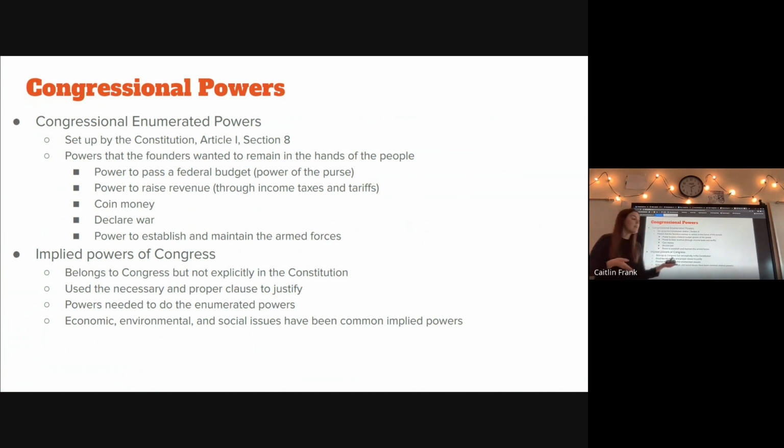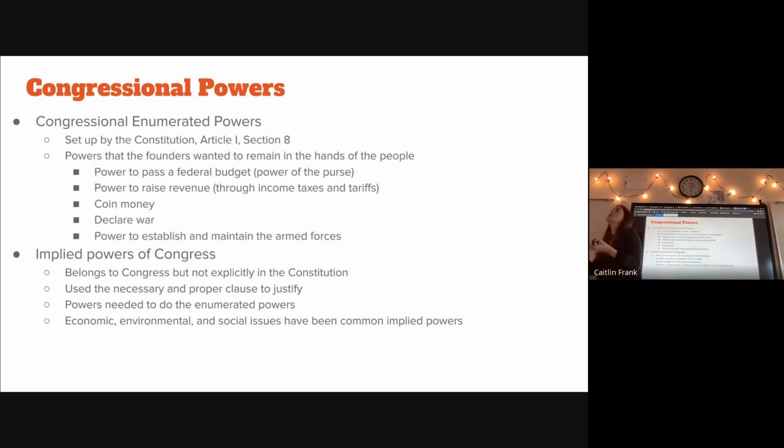which the first big example and debated example of this, which we also talked about in McCulloch v. Maryland, was should we have a central bank? It's not in the Constitution, but if Congress is supposed to have power of the purse, how can they do that without a well-regulated financial system? So that's how Congress justified establishing a central bank, because it was deemed necessary and proper for them to successfully have the power to manage the federal budget and taxes.